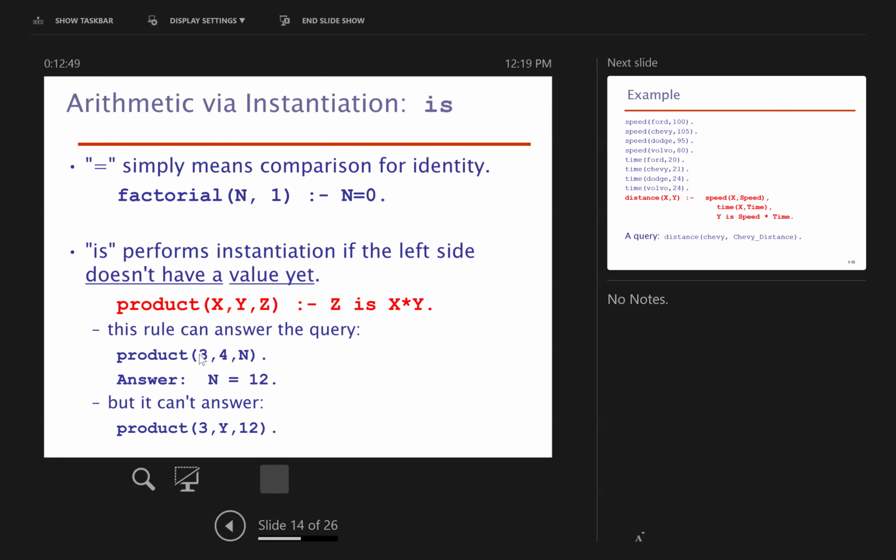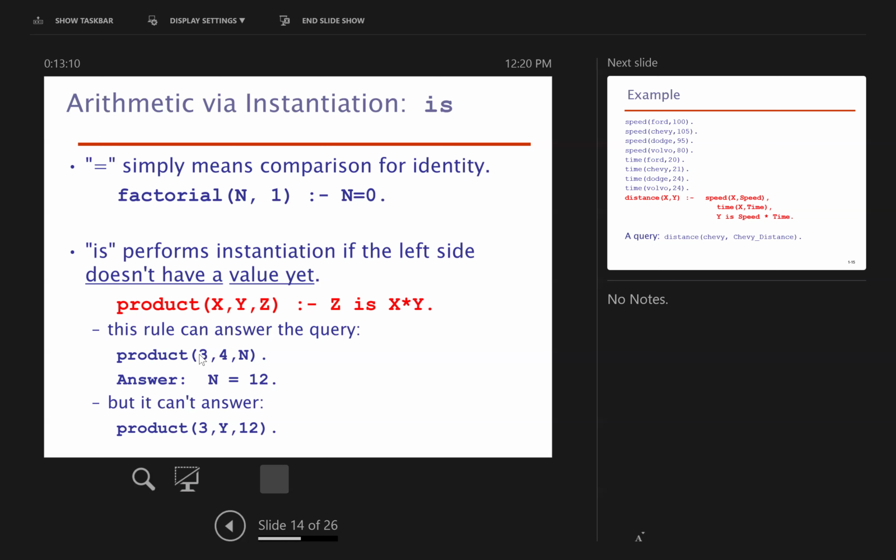Now you can also see the one down below. We have product x, y, z. And now we say it's the same as saying z is x times y. So you multiply x and y, then you give the result to z. We give the result to z.